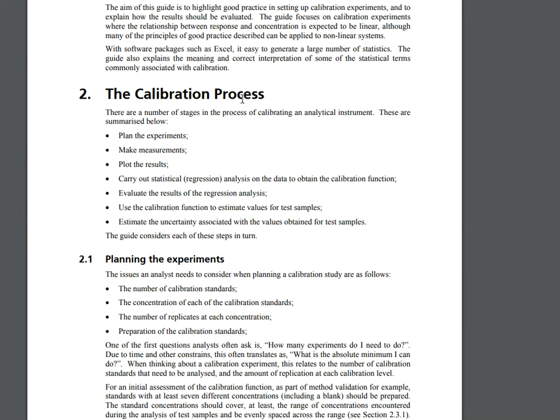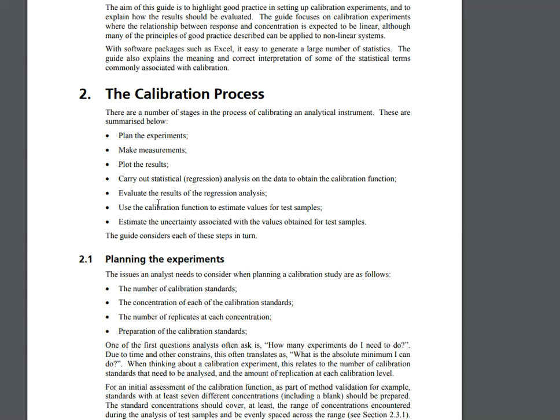So it talks about the calibration process, and it says there's a number of stages, and we've talked about these really. Plan the experiment. So what calibration curves do you need? What concentrations do you need? What kind of samples are basically being given to the lab? What concentrations will those be on average? And it says make the measurements, plot the results, so make the calibration curve. Carry out regression analysis. Does it make a line? Can you get your linear regression line? Can you solve for that?